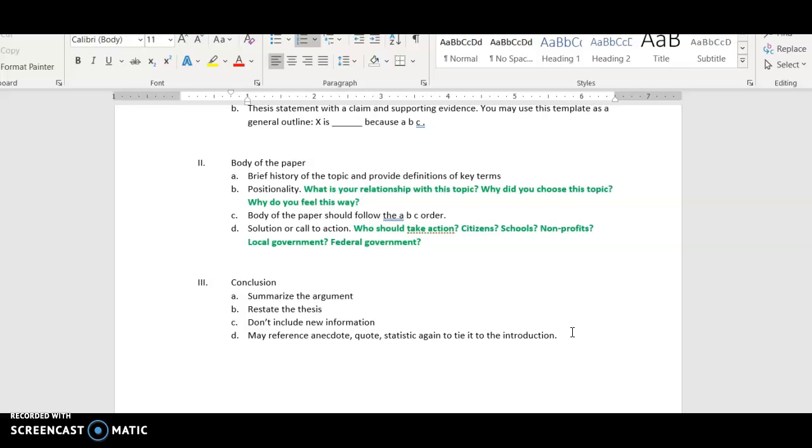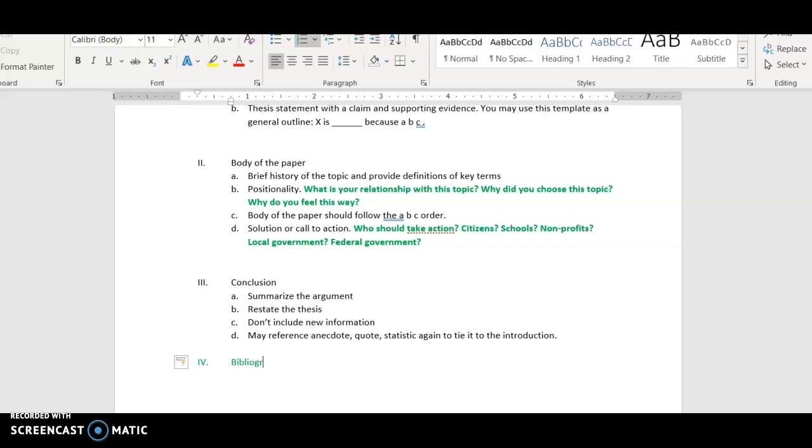And then to tie it back in with your introduction, you can reference an anecdote, a quote, a statistic again to tie it back into the introduction. And I'm going to add a Roman numeral 4 here. It's in green, but we'll just ignore that for right now.